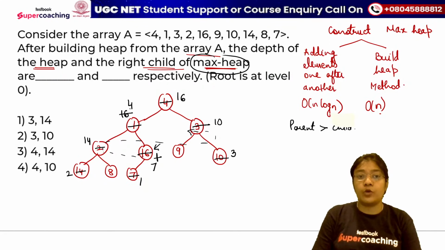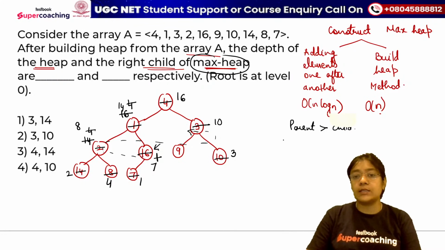Here you have 4. Is 4 greater than both of its children? No. So it will be swapped with its greatest child. So here we'll get 4, 14 and 4 here. Is 4 greater than both of its children? No. Here we'll get 4 and 8. So ultimately this is the tree. So 16 is on the root. Max heap means the maximum element will be on the root.